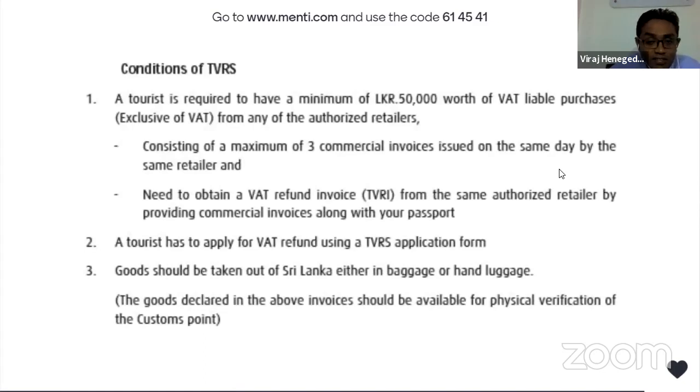Right. So what are the conditions of this TVRS? A tourist is required to have a minimum of 50,000 worth of VAT liable purchases. If somebody is below 50,000 rupees, you are not eligible under this scheme, and it must consist of a maximum of 3 commercial invoices issued on the same day. And this is there in the video where you can see. The tourist has to apply for the VAT refund using the TVRS application form, and goods should be taken out of Sri Lanka either in baggage or hand luggage. Right, we'll look at the video to get a clear idea.